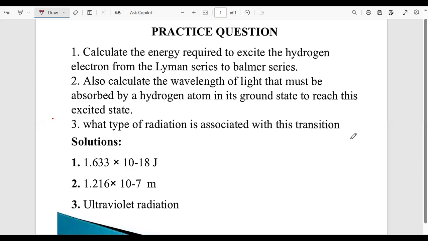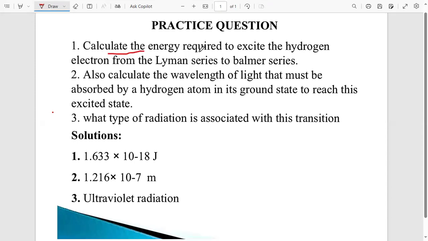Okay, so let's look at this question here on atomic structure. It reads, calculate the energy required to excite the hydrogen electron from the Lyman series to the Balmer series. Okay, so how can we calculate the energy there? We have to understand three things there.